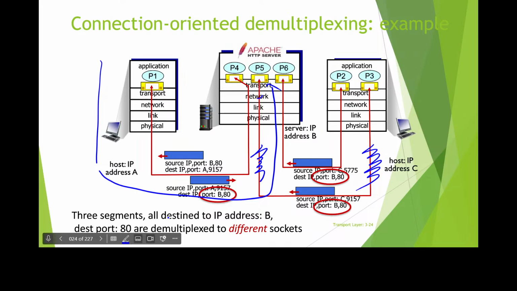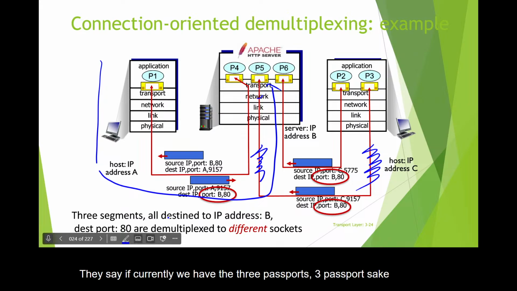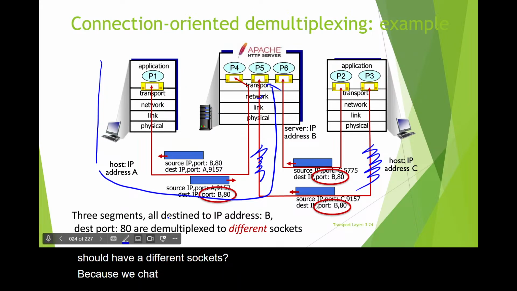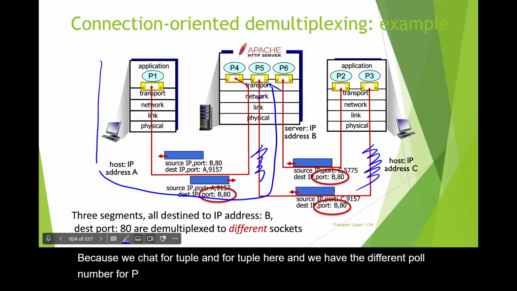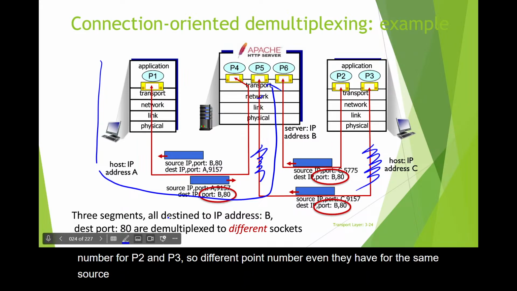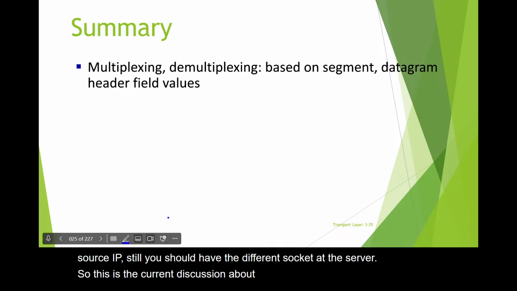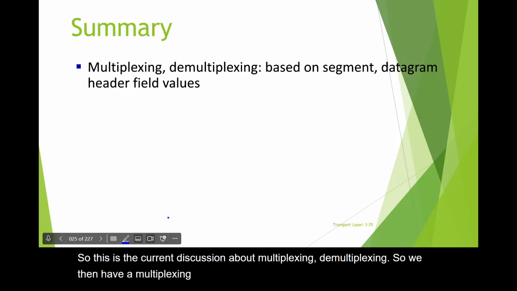You see, if currently we have the three possible circuits, why should they have different circuits? Because we check the full tuple. And in the full tuple here, we have different port numbers for P2 and P3. So with different port numbers, even if they have the same source IP, you should still have different circuits at the server. Well, so this is the current discussion about multiplexing and demultiplexing. So we already have multiplexing and demultiplexing, and you know the principle to identify the circuits.